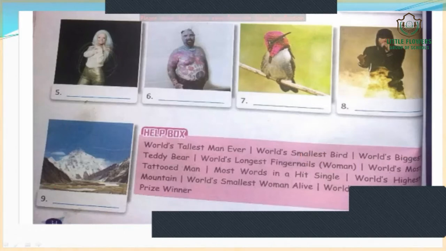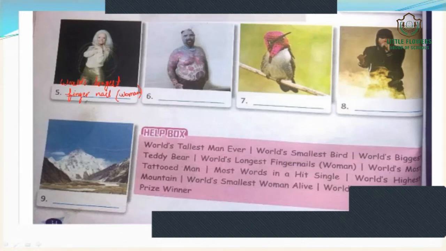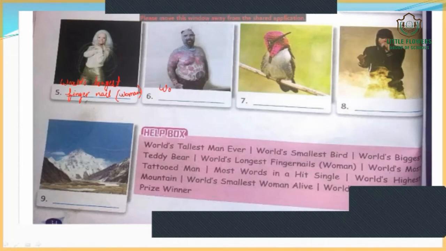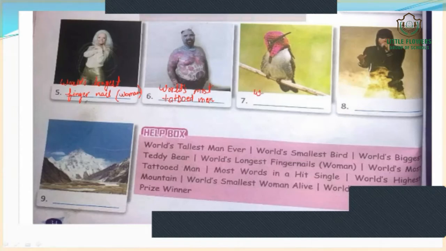Yes, next page of the same chapter, we have to continue. The fifth image we have, that is the image of world's longest fingernail. World's longest fingernail in woman category. The sixth image you are observing is the image of world's most tattooed man. World's most tattooed man. The seventh image you are observing is the image of world's smallest bird.